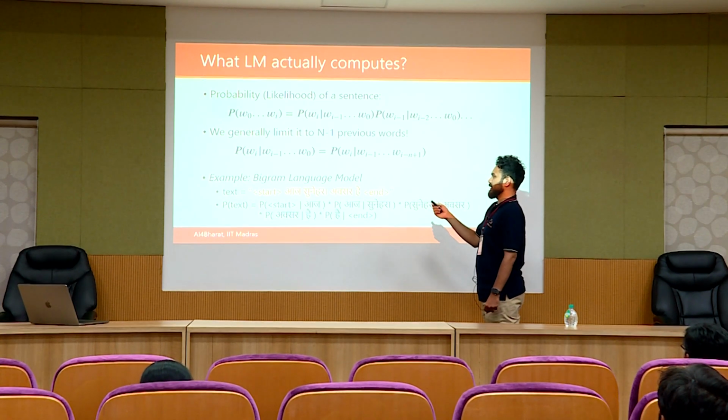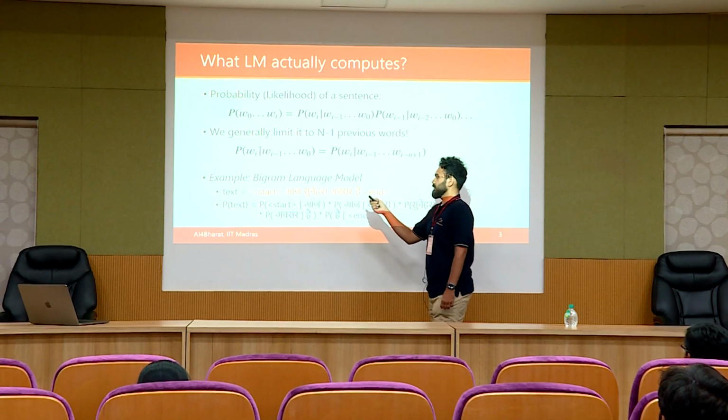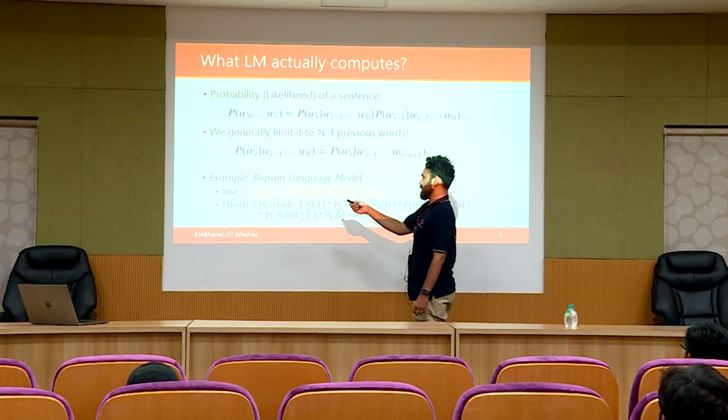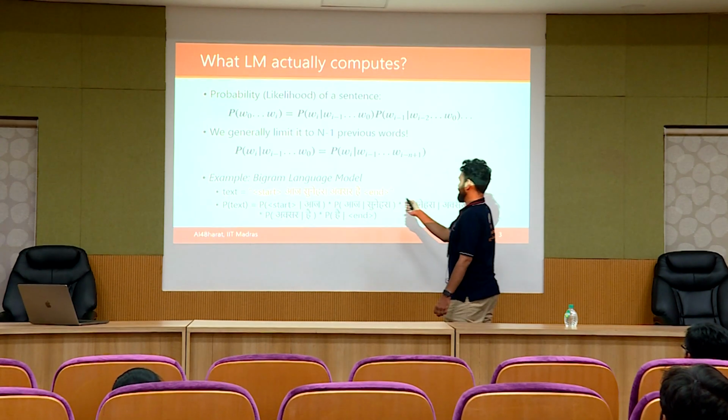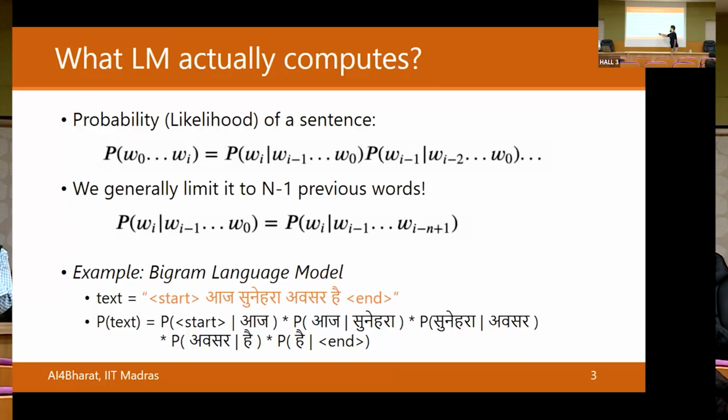Aaj sunehra avsar hai, where the first word is conditioned on the start token, and I think this should be reversed. Sunehra should be conditioned on aaj, and this should also be. So there are some errors in this slide. But I think you got the concept that it is a bigram language model. Every word will be conditioned only on its previous word.